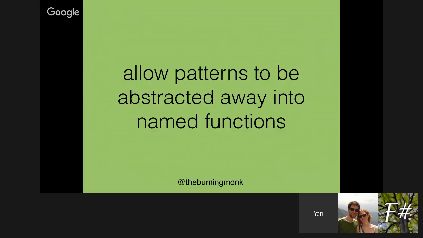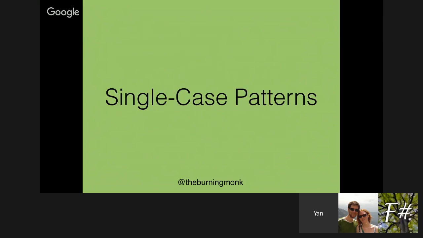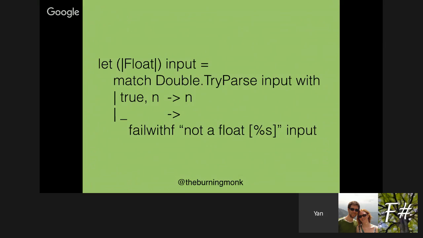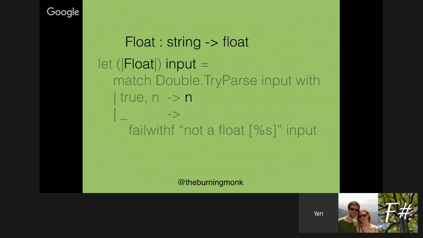So a quick primer on active patterns. It's a language feature that allows you to abstract away patterns and give names to them so that they can be reused and composed together when doing pattern matching. You've got three types of active patterns. You've got the single case pattern, which acts very similar to a function, where you put the name of the pattern in what we call banana clip operators. I don't know if you can visualize that, banana clips. In this case, this is a pattern that takes a string and returns a float.